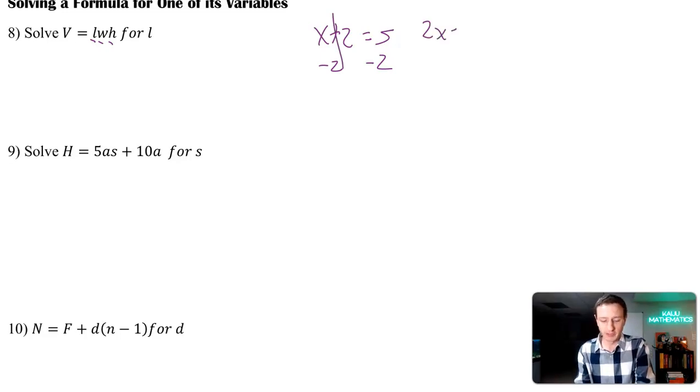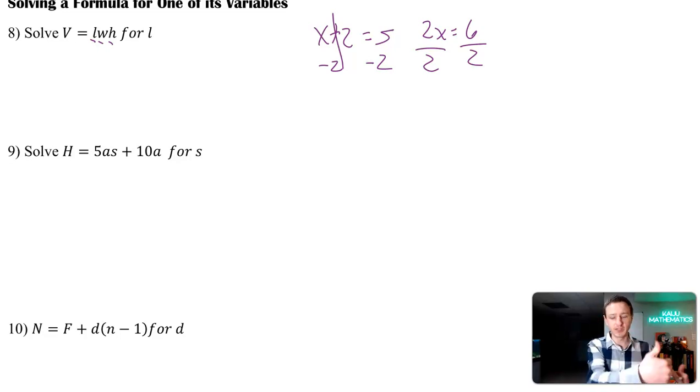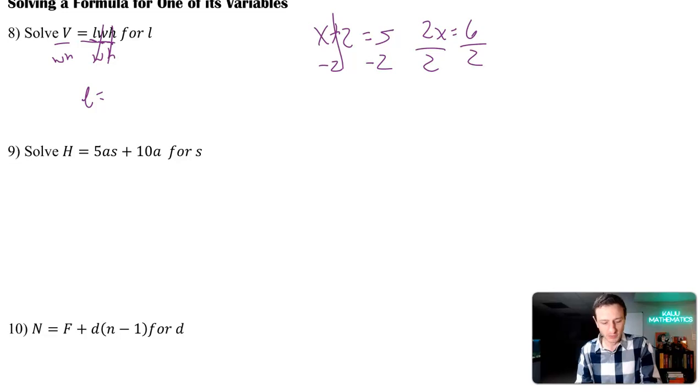If you had 2x equal to 6, it's 2 times x. How would you get rid of the multiplication of 2? You would divide by 2. You would have to offset that operation. Same thing here for solving for variables. If I have L times W times H, I have to divide by W and H because I want to get rid of that times W times H. Whatever I do to one side, I do to the other. So I'm left with L is equal to the volume divided by W and H.